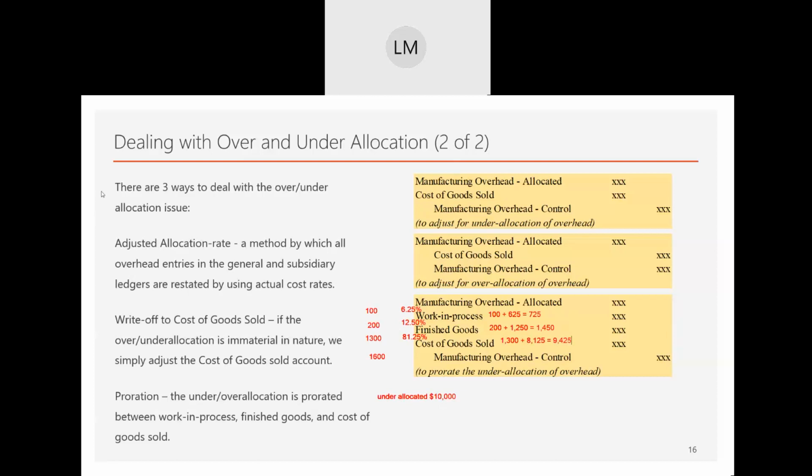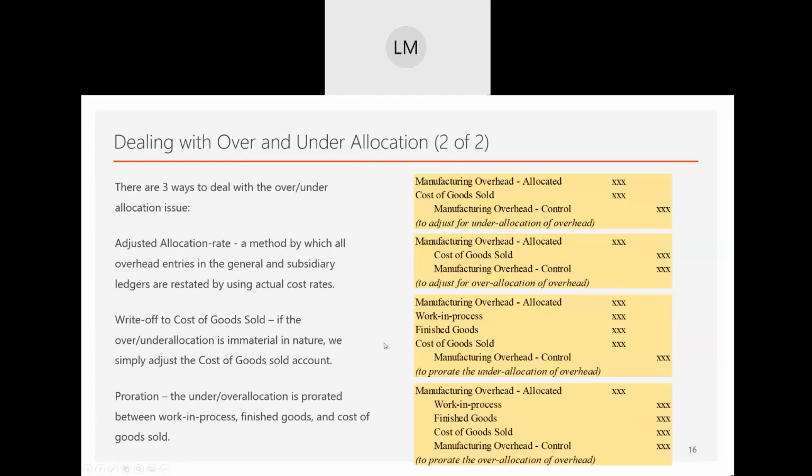Now let me clear this off here. And then when I have over allocation, I'm going to credit work in process, finished goods, and cost of goods sold for the amount of the over allocation, prorated between the three. And why am I going to do that? Because I already have too much cost in there, and I need to reduce those costs.